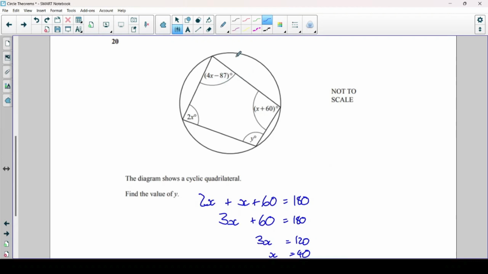Okay, so now we can find out this angle at the top here, 4x minus 87. So 4 times 40 minus 87. 4 times 40 is 160. Subtract 87, and so 73.